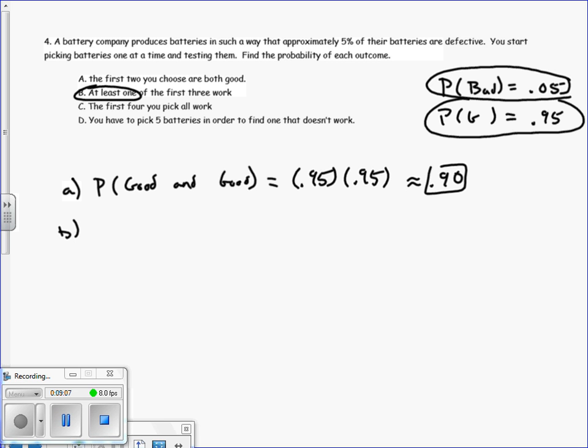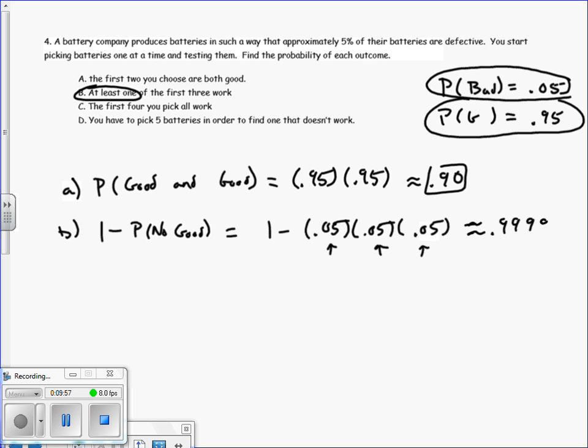Here's that at least one, and this would be a great opportunity to do 1 minus the probability of no goods, or all bad. So here it'd be 1 minus bad and bad and bad, right? So the bad one, 0.05, 0.05, right? So this would be bad and bad and bad. Just a second, my calculator, I have the wrong thing. This is about 0.9999.